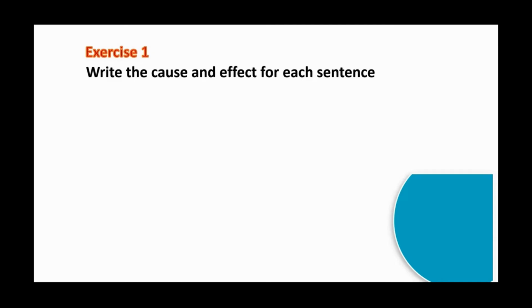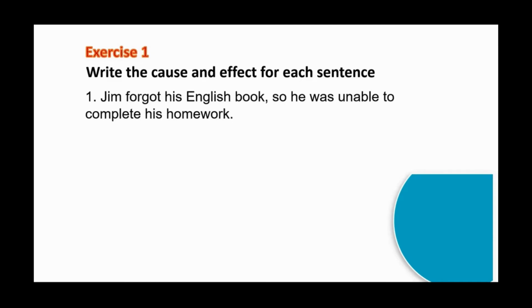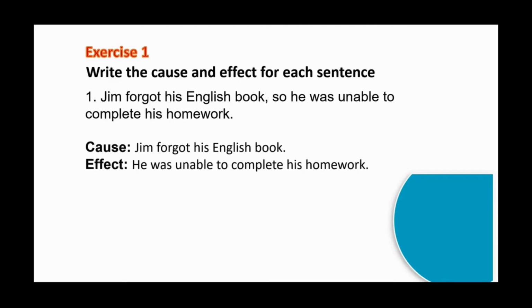Okay, so let's go ahead and move on to a different practice now. For this next practice, you guys are going to choose the cause and the effect in the sentence that I give you. So Jim forgot his English book, so he was unable to complete his homework. What's the cause and the effect? Okay, so looking at the effect, he was unable to complete his homework. Why? Because he forgot his English book.